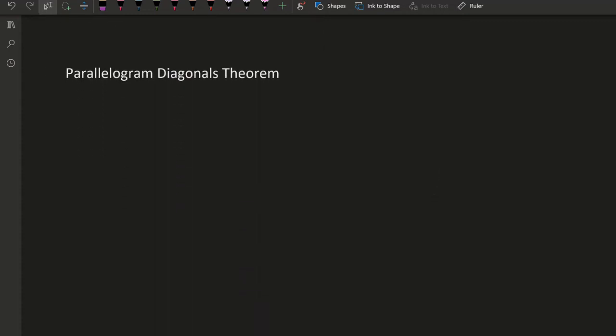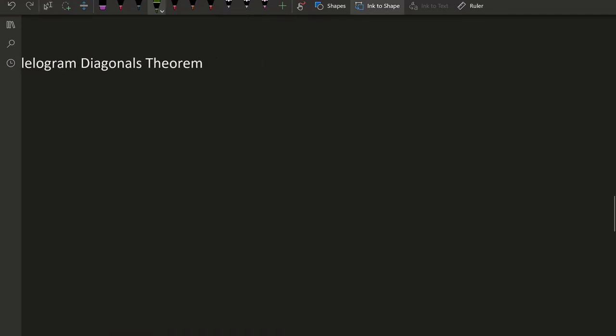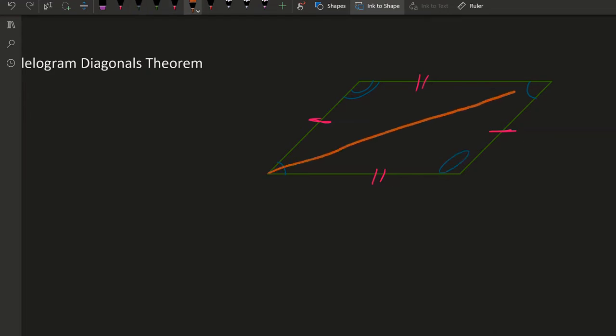Okay, so one more, the parallelogram diagonals theorem. So I'm going to go ahead, I'll draw a brand new parallelogram for this one. And I'm going to mark in all the stuff that we know already. I know that this side is congruent to this side, and this side is congruent to this side. And I know that this angle is congruent to this angle, and this angle is congruent to this angle. Now what I want to know is something about where the diagonals cross each other.